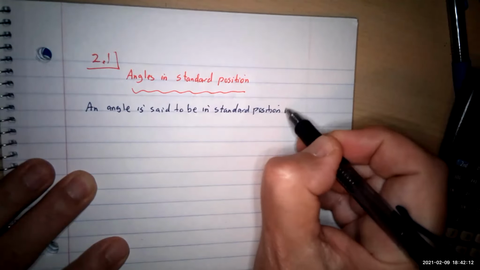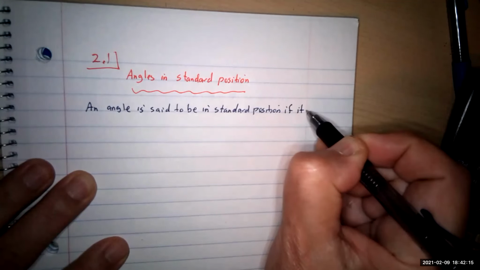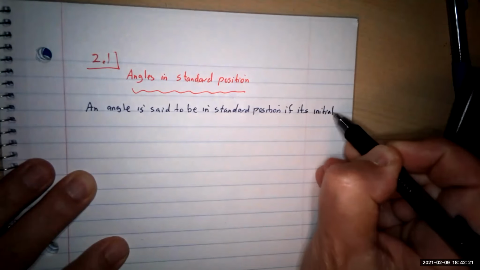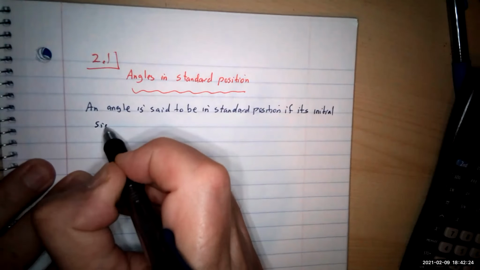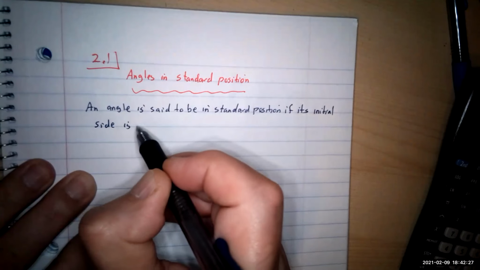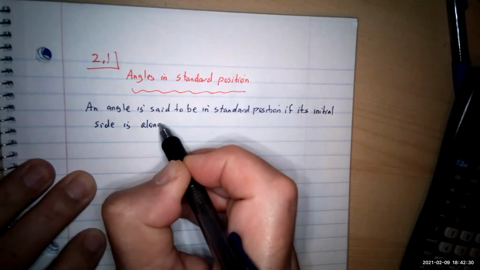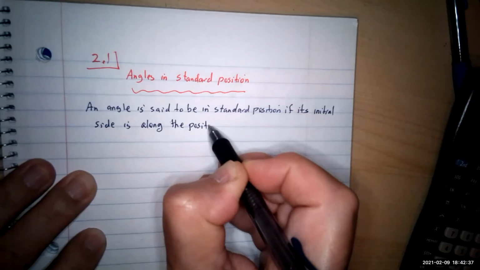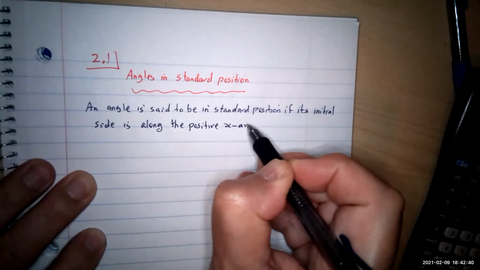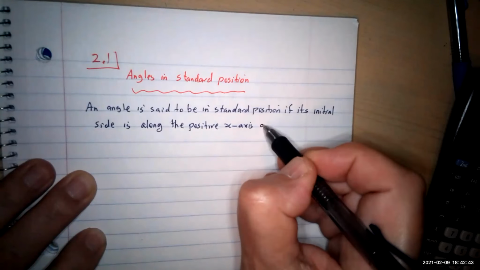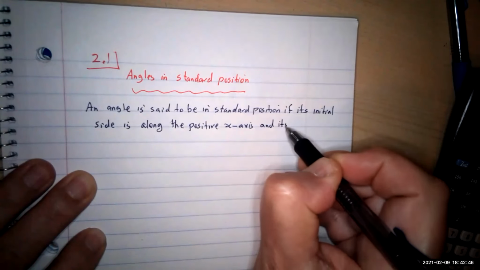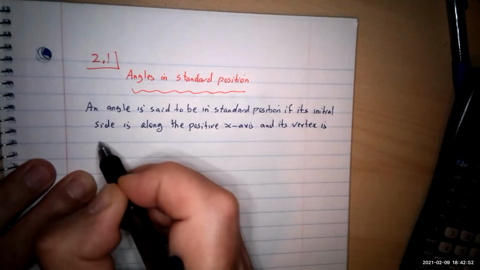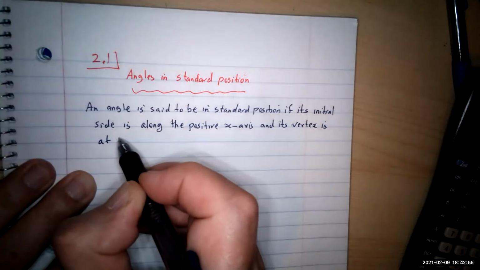The standard position if its initial side is going to be along the positive x-axis, and its vertex must be at the origin.